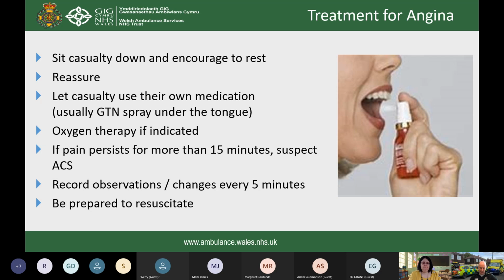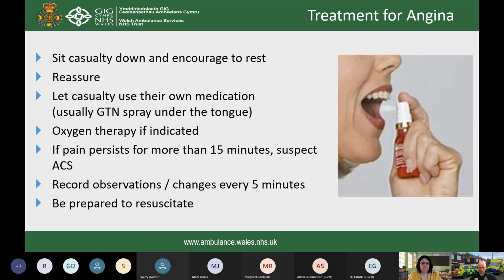Oxygen if indicated. So just follow your oxygen guidelines. Below 94, then we can give them some supplementary oxygen. But routinely, it shouldn't affect their lungs, so it shouldn't cause them to be hypoxic. And then, yeah, if it goes over 15 minutes, suspect it to be ACS pain.